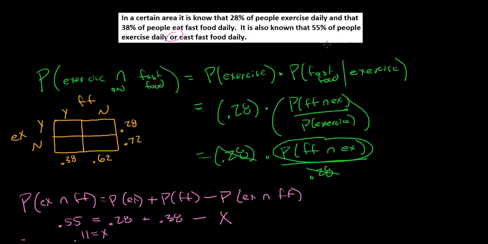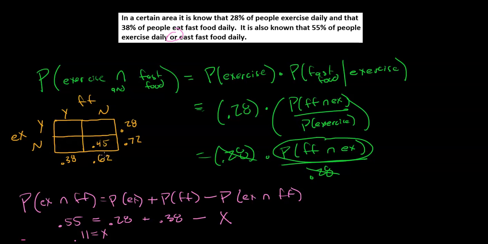Now, this is something also important for you to know. The opposite of "or" is "none." Remember, "or" means A or B or both. It just doesn't mean none. So if I know 55% of people exercise or eat fast food, then the opposite is the 45% that do neither. No exercise, no fast food.